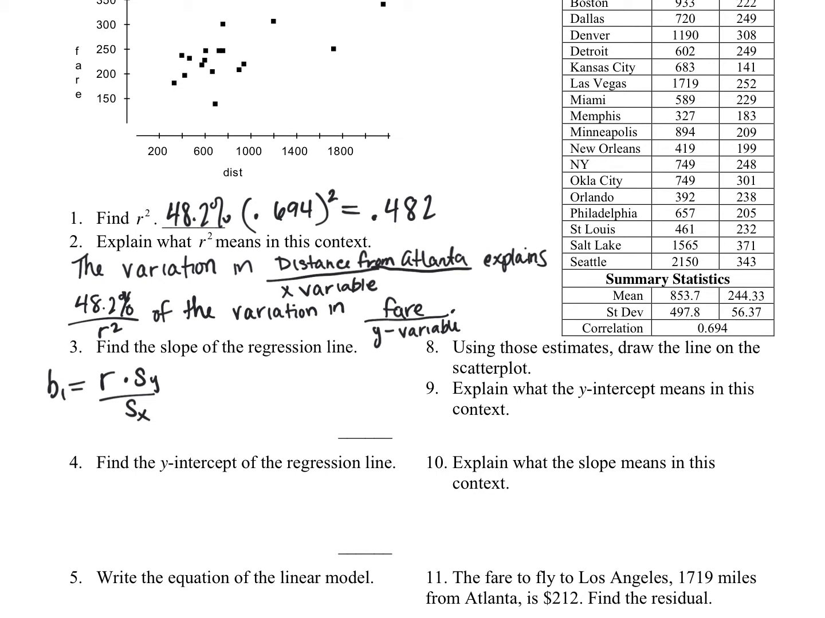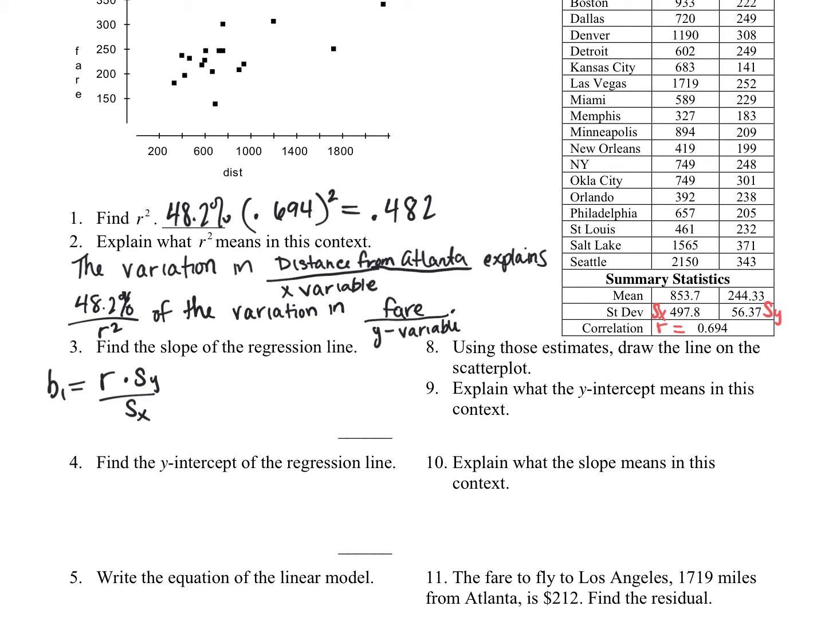Change in y over change in x has always been slope, right? Rise over run. Rise is the y value, run is the x value. So that's how you remember which one goes on top. Y has always been on top for slope. Okay, so take a second and calculate. Here's a hint. This is your sx, and this is your sy. Standard deviation for the fare is your sy, and the standard deviation on your distance from Atlanta is your sx, and r is your correlation.